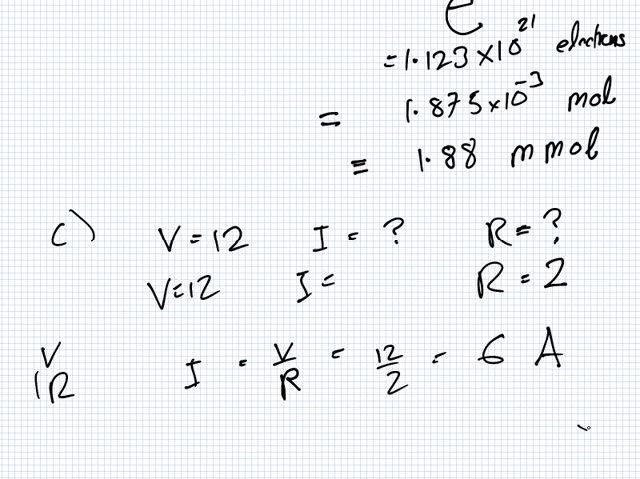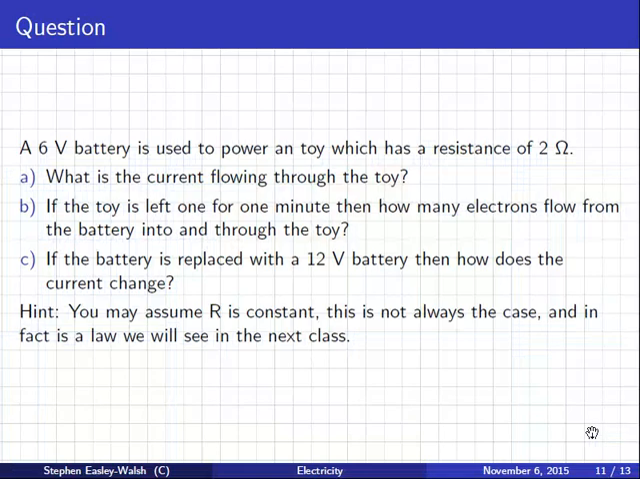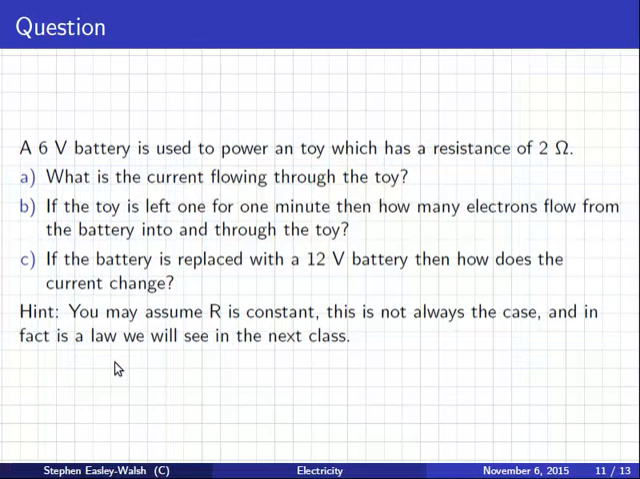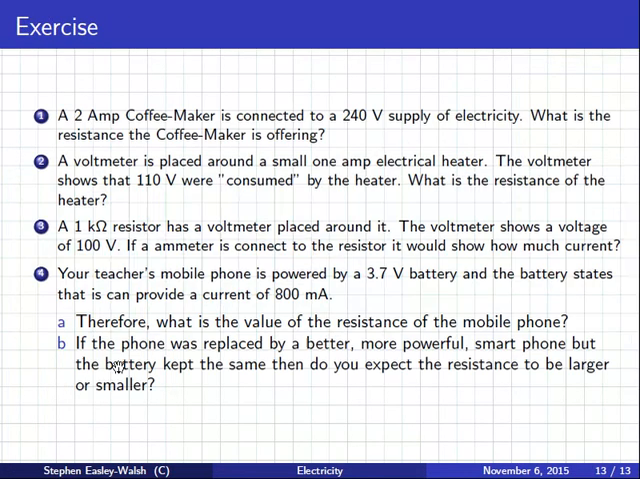Okay. I think that was the end for that part, was it? Yeah. So, you may assume the R is constant. This is not always the case, and in fact, it's a law. And we'll see that in the next class. Perhaps I shouldn't even say it's a law. It's an observation. Okay. Right.